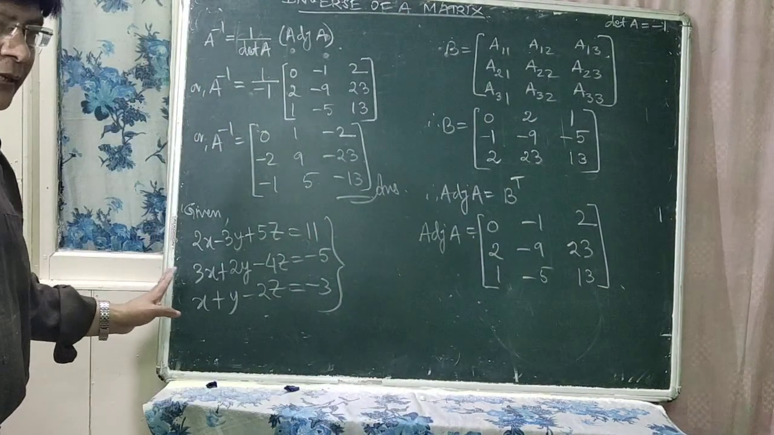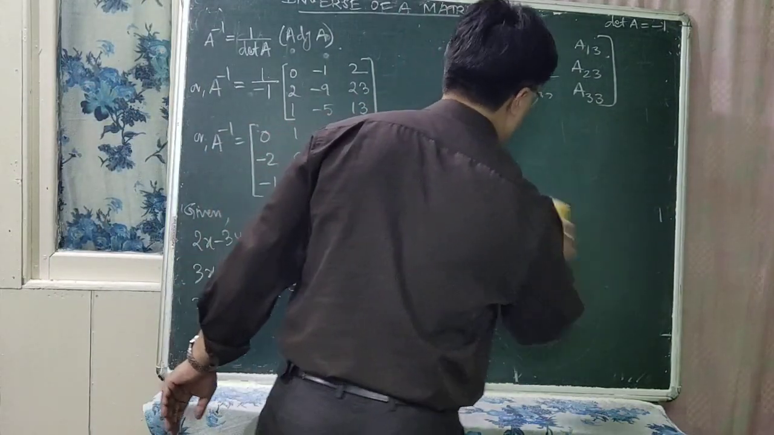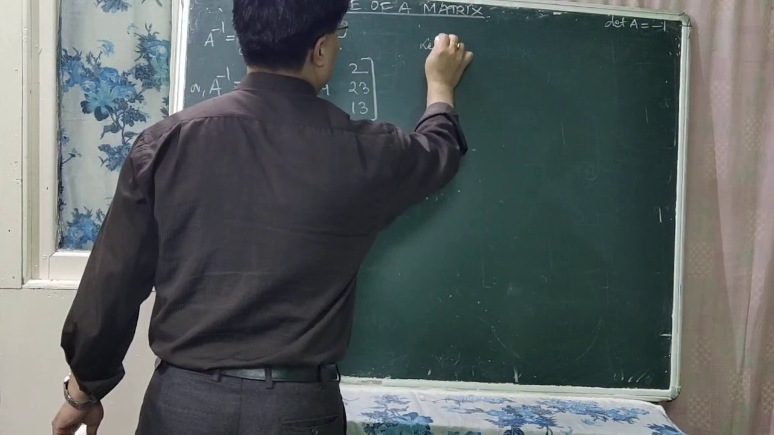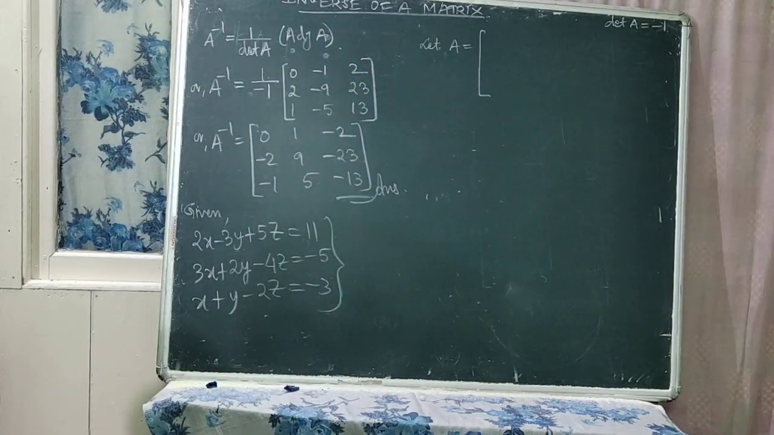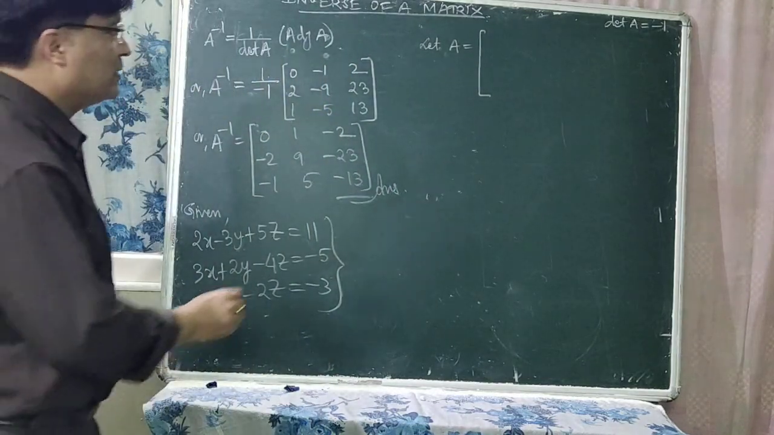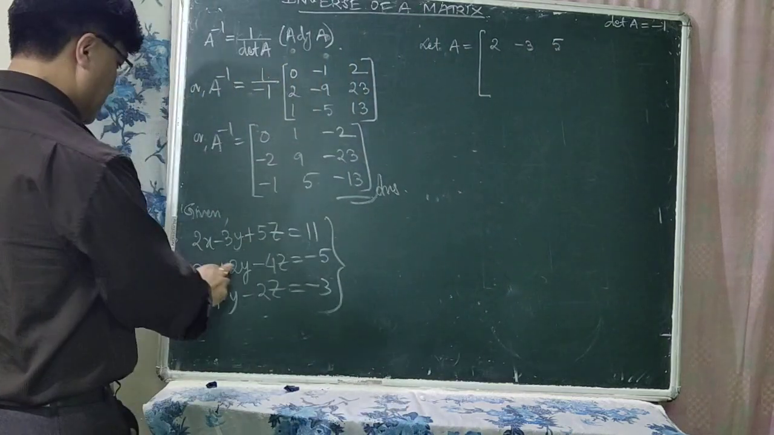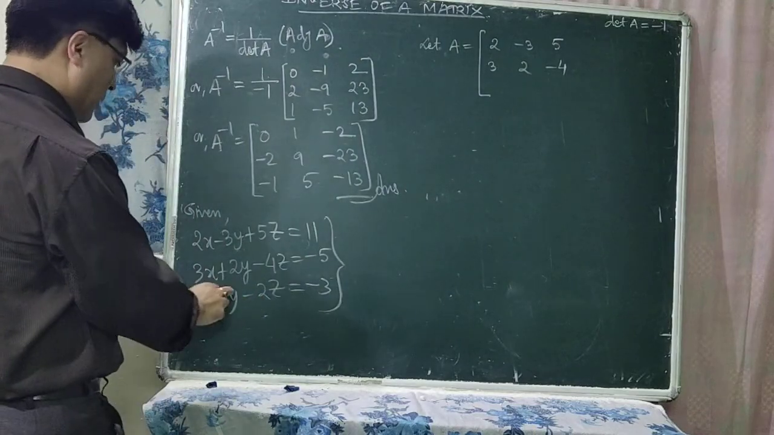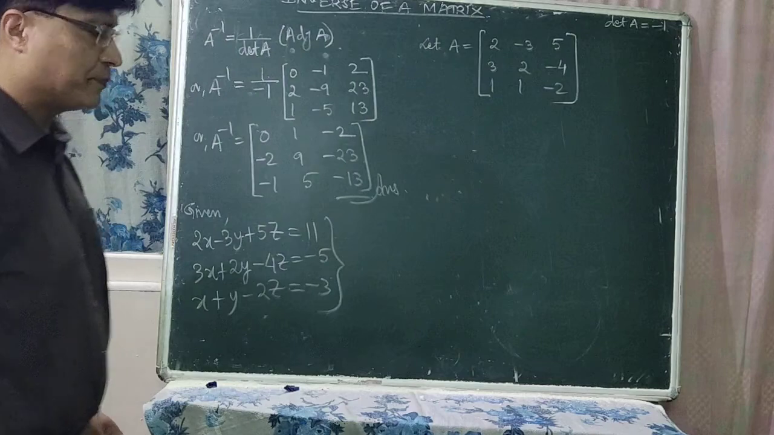So it's okay, right? And so now we have to write down the coefficient matrix. Let capital A be the coefficient matrix. You have to write down the coefficients of x, y and z from equation 1 in the first row. That is 2, minus 3, 5, right? Next, 3, 2, minus 4. And then 1, 1, minus 2. This is the matrix A.